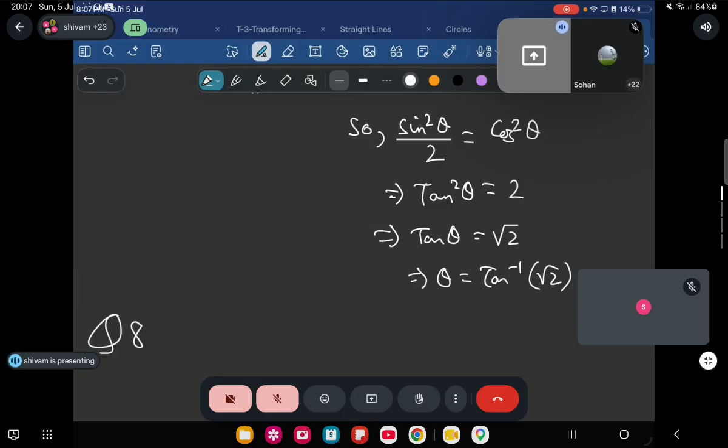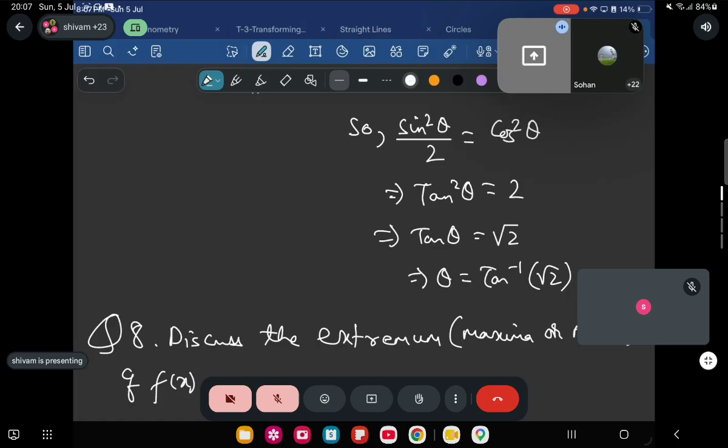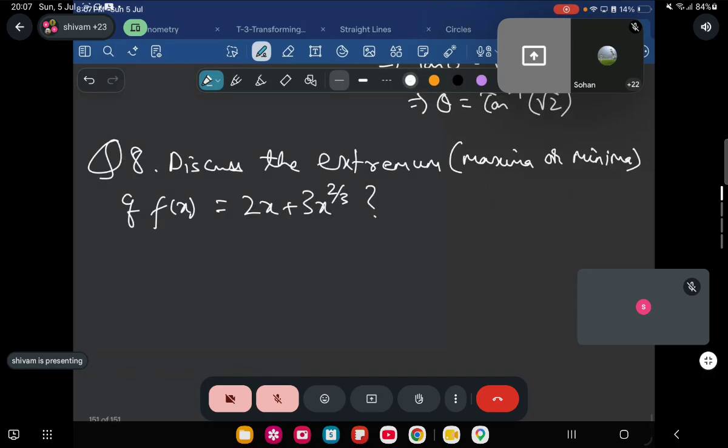Next, question number 8. Discuss the extremum. Extremum means maxima and minima. Discuss the extremum, maxima or minima of f of x equal to 2x plus 3x to the power 2 by 3. Solve, everyone. Okay.